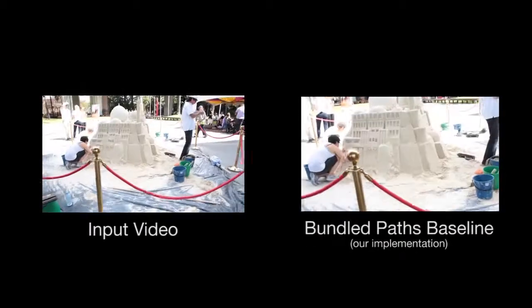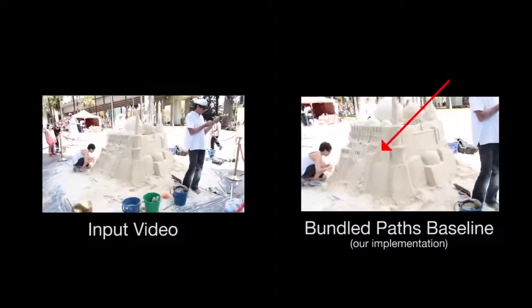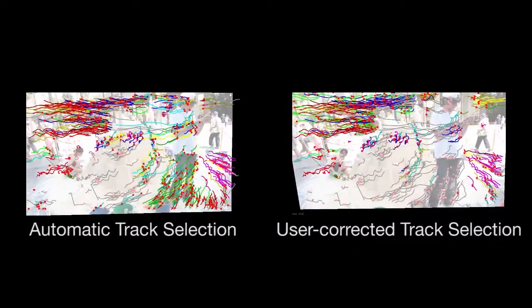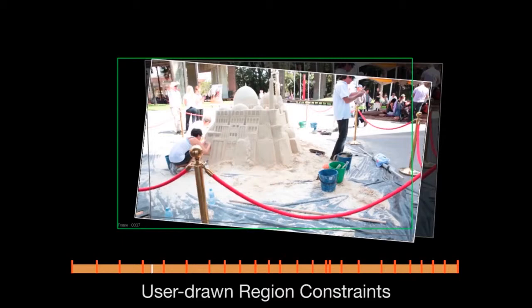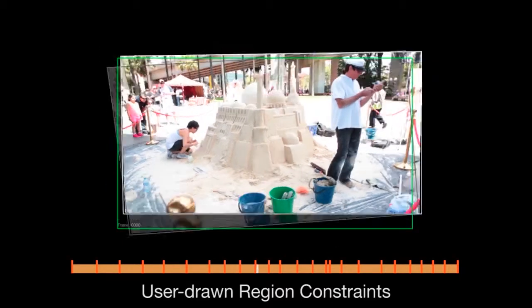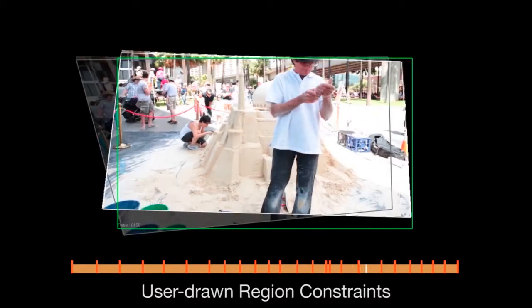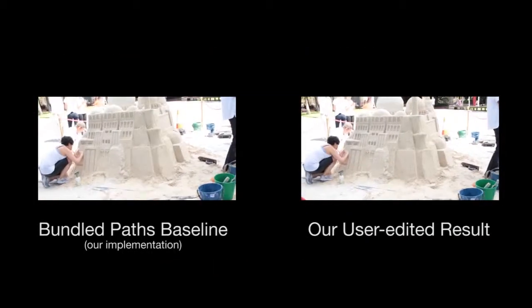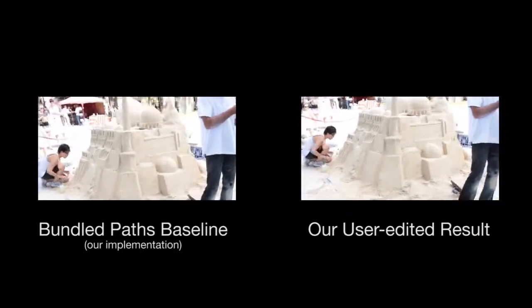In this input video, the baseline result is skewed. The user removed tracks on objects that are very close to the camera, as tracks on nearer objects have larger displacements compared to the background. Here we show the user-drawn constraints to rectify the video. Our result is on the right. Notice that the sandcastle is upright.